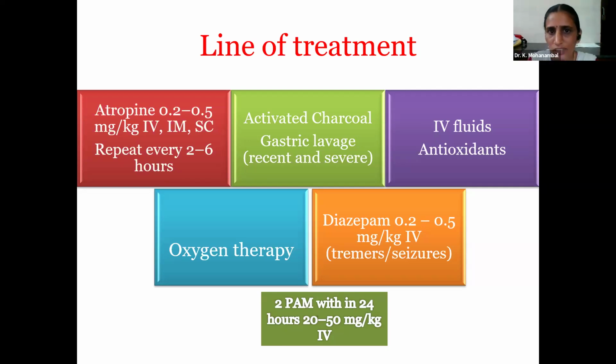You can give the universal antidote, activated charcoal, at the dose rate of 1 gram per kg per hour. And to dilute the toxins, you can give IV fluids. If the animal is dehydrated, that also should be monitored. IV fluids are important, and antioxidants are also important. You can give vitamin A, D3, like that, antioxidants.